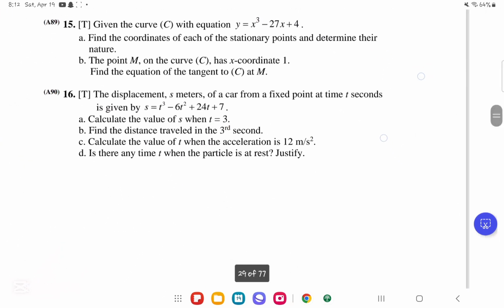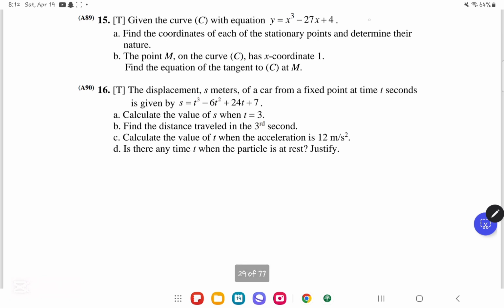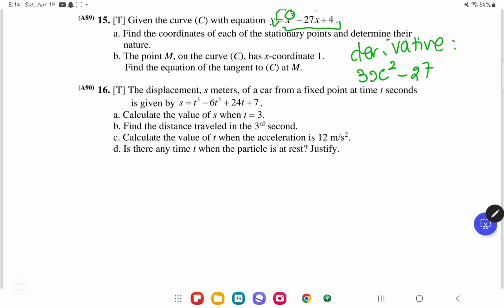How do we do this? How do we find the coordinates of these stationary points? First thing we will need to do is find the derivative. How do we find the derivative? This you're supposed to know by now. So it's gonna be 3x squared. You will take the 3, you will put it down, and then it will become 3 minus 1. So 3x squared minus 27. Okay, because it's x to the power of 1, you'll bring it down. It's minus 27 times 1, and then 1 minus 1, which is 0. And anything to the power of 0 is 1. So 3x squared minus 27, and this you cannot simplify further. So the derivative is 3x squared minus 27.